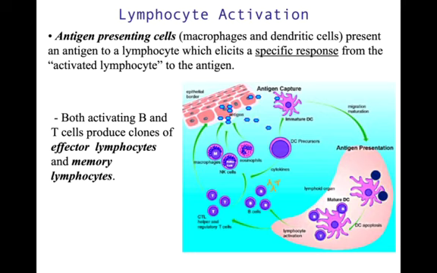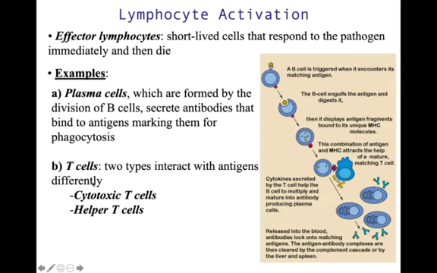Okay, and all of a sudden, boom, it's back in our body. Well, as a B cell or T cell, you're going to divide. You're going to produce clones. But some of those clones will be effector lymphocytes. Some of those will be memory lymphocytes. So what's the difference between the two?